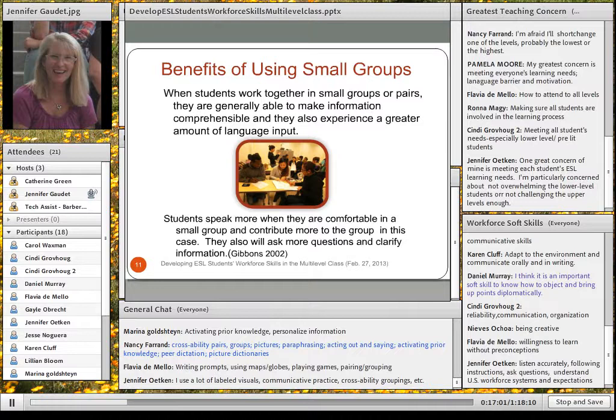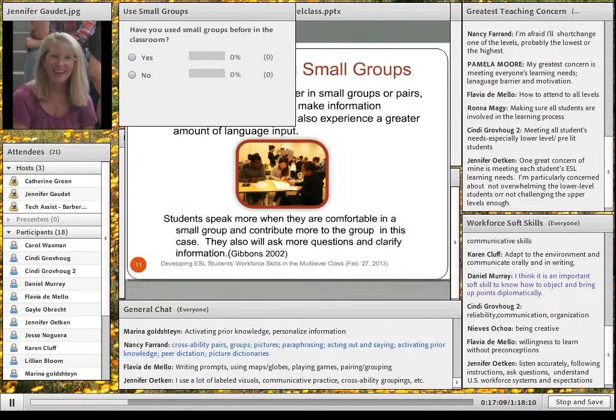Okay, and the benefits of using small groups. First, a couple more polls so that no one's sleeping on the other end there. Here's the first one. Please vote here. Have you used small groups before in the classroom?